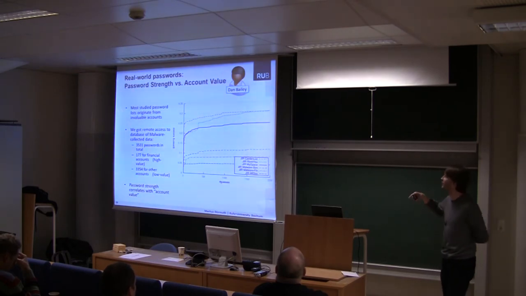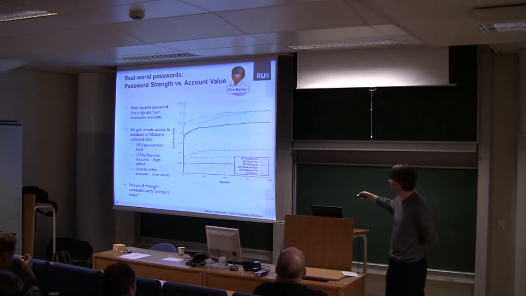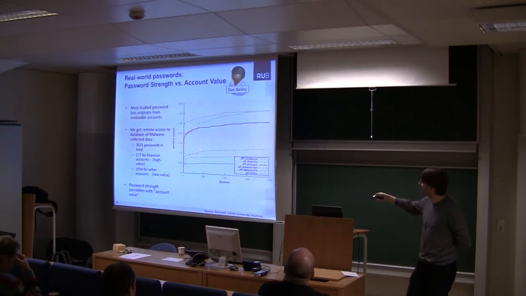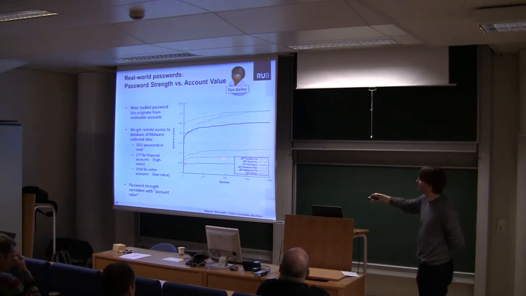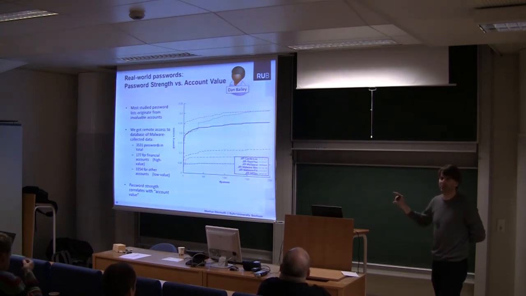Even though we have, of course, a lot of important passwords in the bottom data set, so the really weak passwords will almost certainly be higher, this is a combination of probably low and high value passwords. And these are only high value passwords. And there's a difference here.